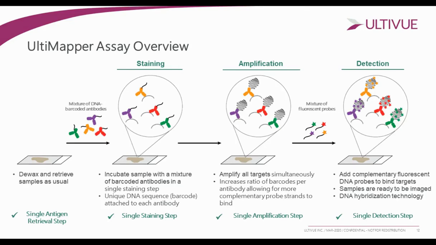Once our primary antibodies have been bound, we go through an amplification step where we amplify the DNA barcodes via tandem repeats. This amplification is just an amplification of that single-stranded DNA. And this amplification is linear and occurs at the same rate and at the same time for all targets that are there. This is actually quite interesting, especially when we're discussing things like dynamic range.